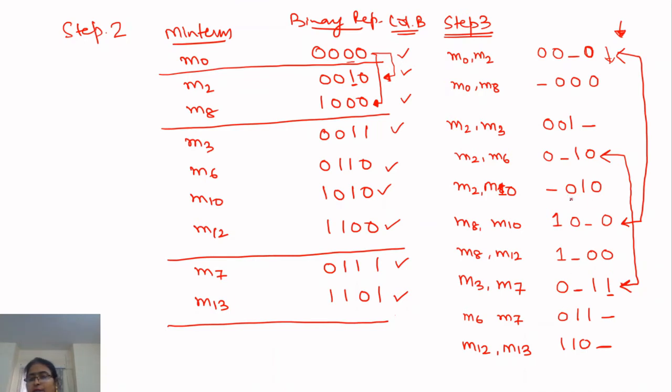Any other group is there? See. So no other group is there. So this forms our step 4.